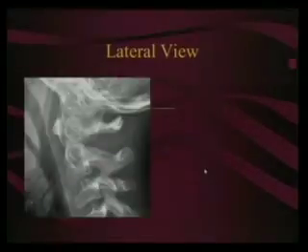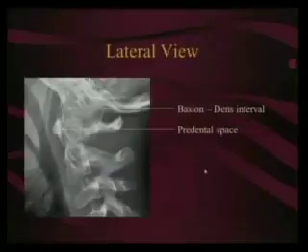Here's kind of a close-up. Here's some lines that we're going to look at. Here's the basion-dens interval. Here's the predental space I was talking about. Okay, this is the space again, right here. It's V-shaped. I usually measure in the middle, 3 millimeters and 5 millimeters, adults and children. The basion-dens interval, anterior rim of the foramen magnum to the tip of the dens.